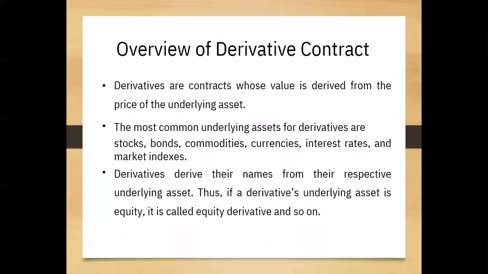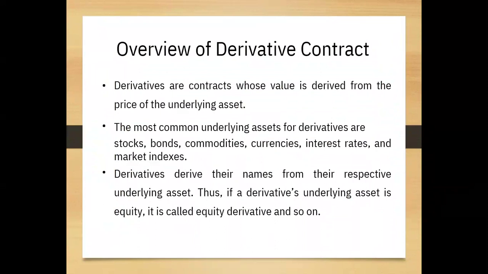Before that, an overview of derivative contracts. Basically, the value of a derivative is derived from the price of underlying assets. The common examples of underlying assets are stocks, bonds, commodities, interest rates, and market indexes. Again, a derivative is a financial instrument or a contract whose value is derived from the value of some other financial instrument, which is called the underlying asset.